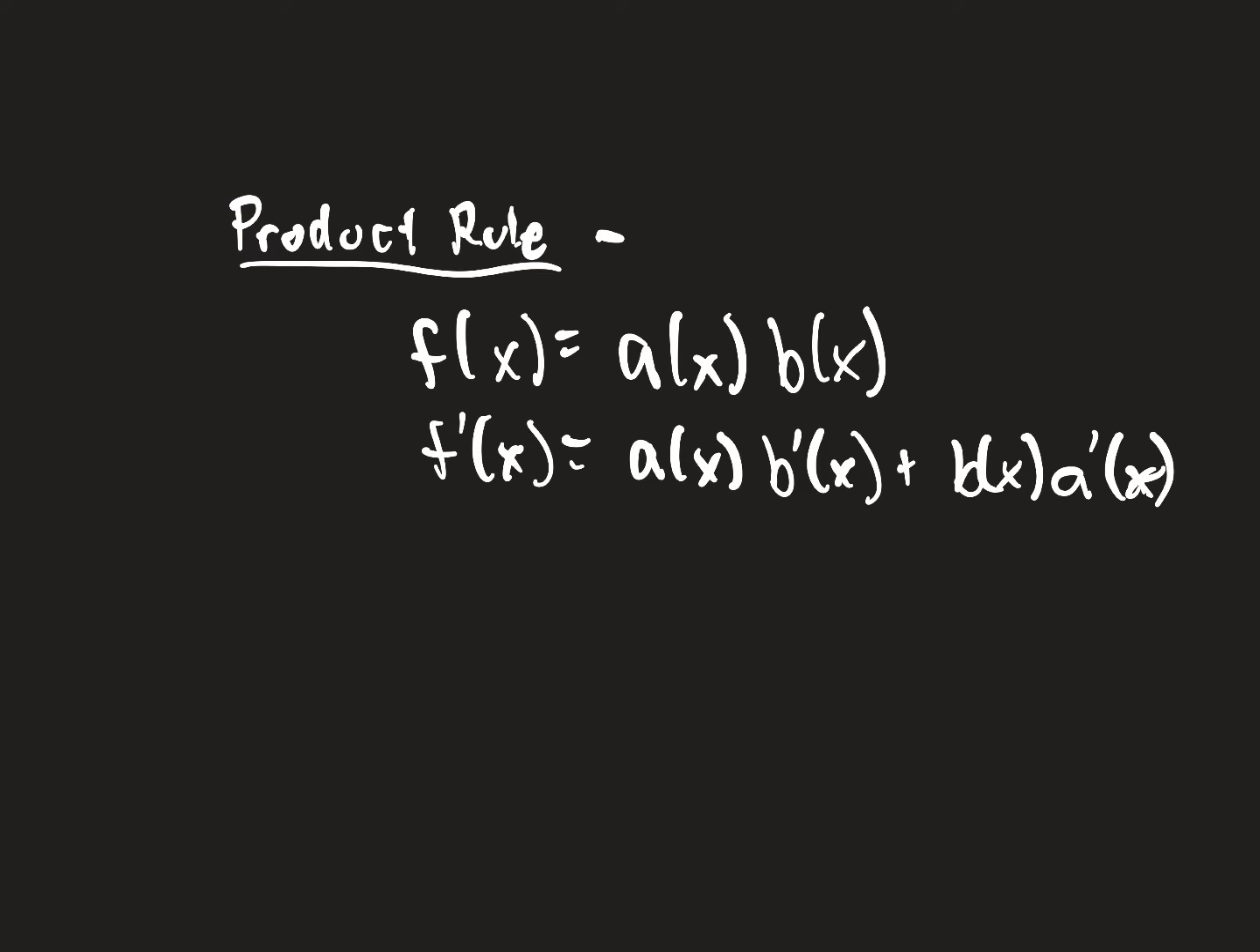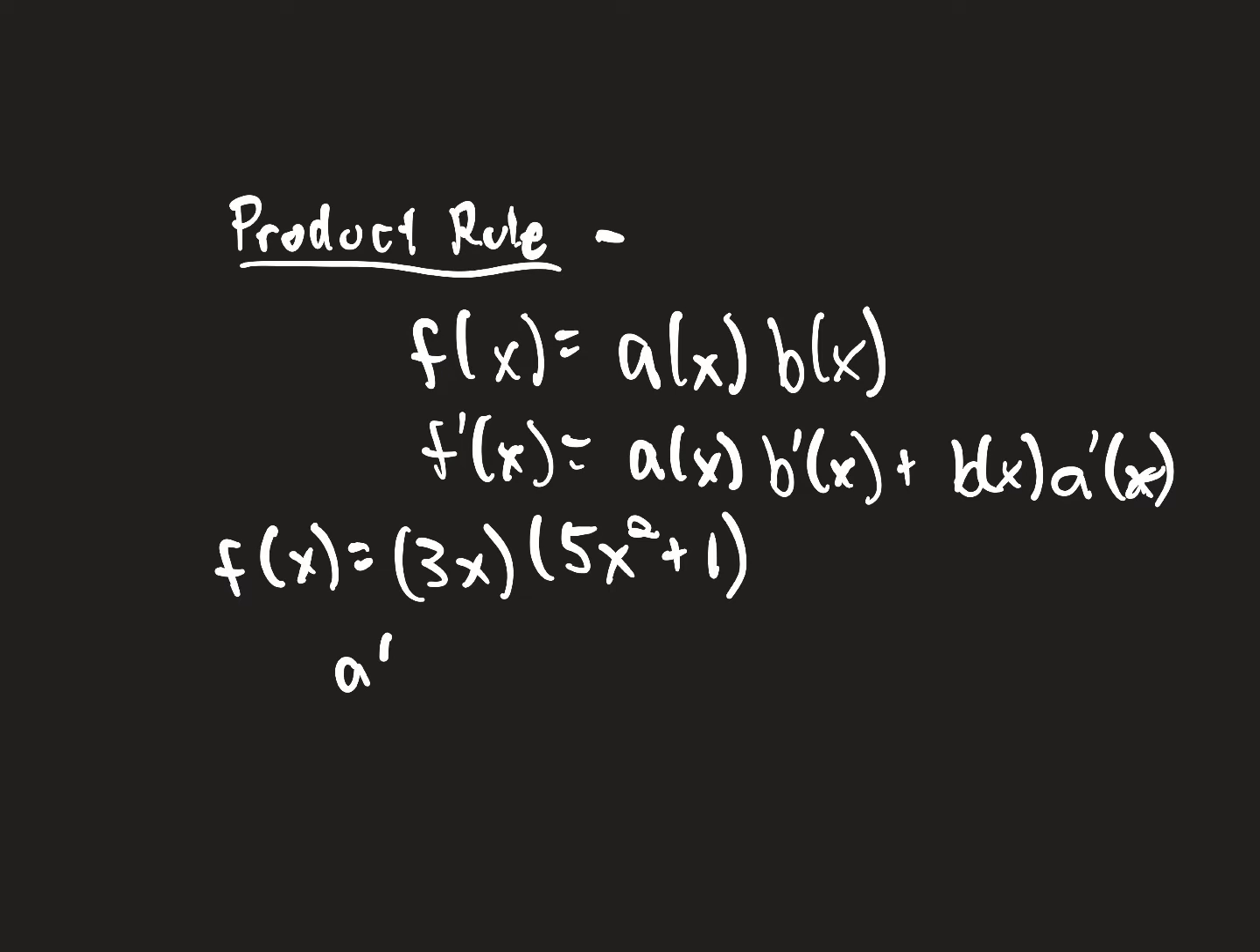So it's not bad, you just have to keep track of stuff. So if I have a function f of x, let's say it's 3x times 5x squared plus 1. In this little setup using my general formula, what is my function a of x?